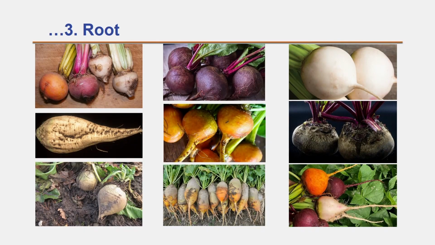Now you can see different shapes, sizes and colors of roots. They can be orange, red, white, deep red or yellow red, or a variety of shapes. Some can be round, some can be long like this. So, a number of shapes, sizes and colors are available in beetroot.